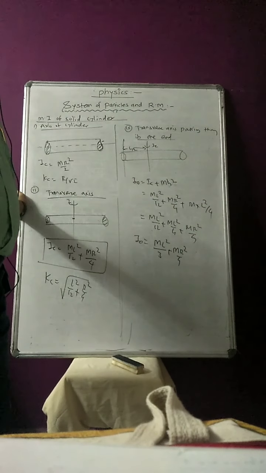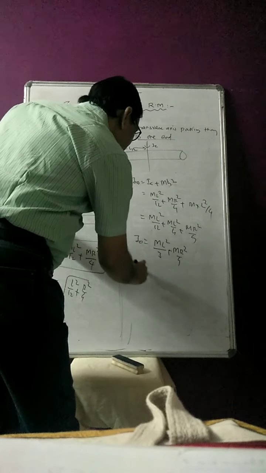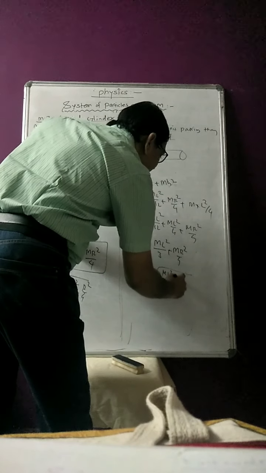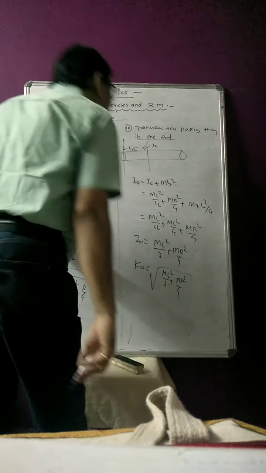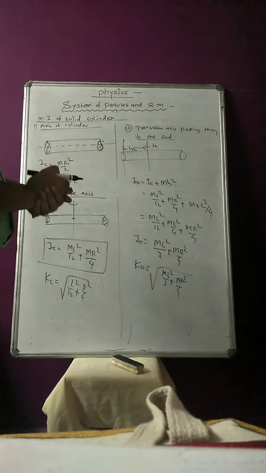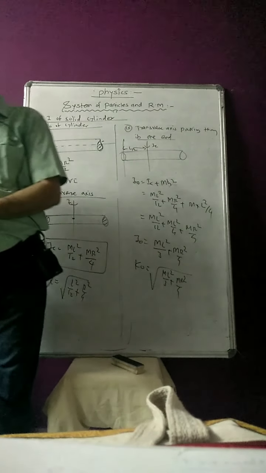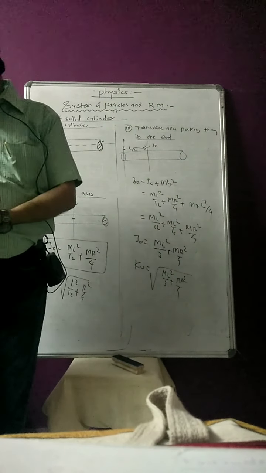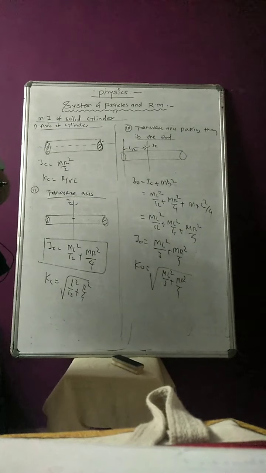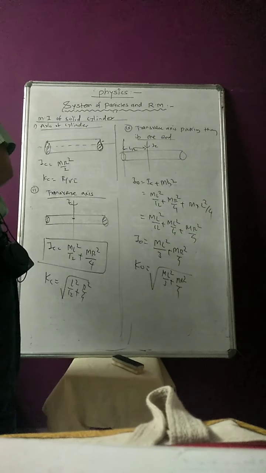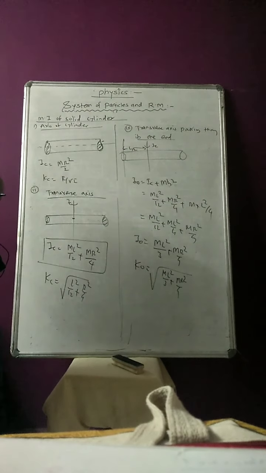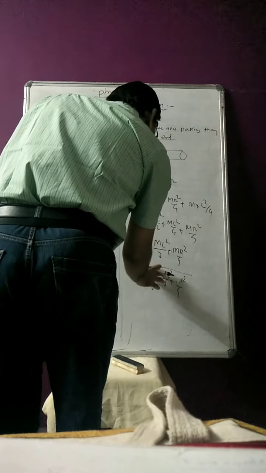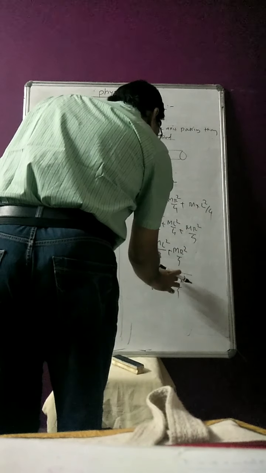Once you get that IO, what will be KO? Therefore, that will be under root of ml square by 3 plus mr square by 4. So that will be the moment of inertia of the solid cylinder about its transverse axis. We can consider that the transverse axis will be ml square by 3 plus mr square by 4. And if I take m out, your answer becomes only L square by 3 plus r square by 4.